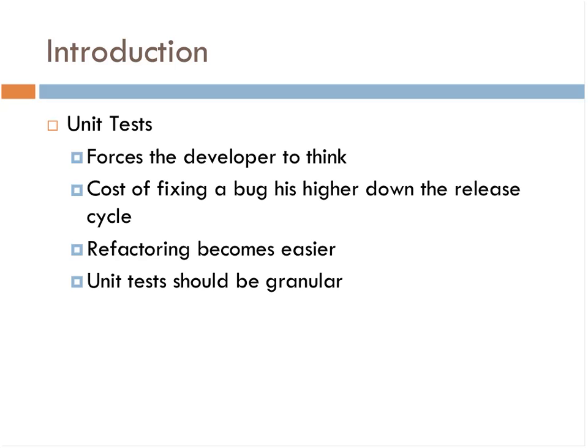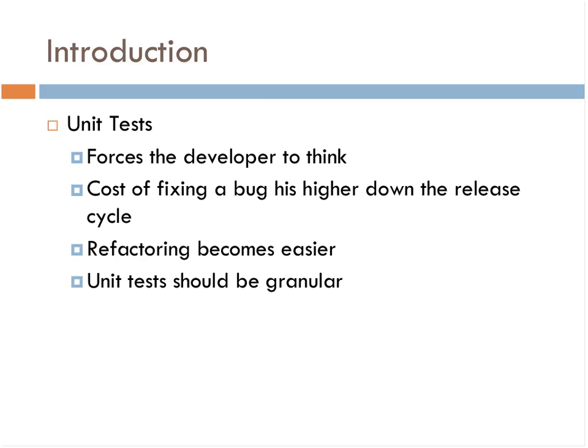Another advantage of unit testing is that if you are detecting bugs at the unit testing stage, the cost of fixing a defect is a lot lesser than when the same defect is identified at a later stage in the release cycle. So it's always better to identify a defect in the earlier stages of the release cycle. And if you have unit test cases for your module or your program, then refactoring that program becomes a lot easier, because you have the confidence that if my test cases are passing, whatever refactoring I have done is correct. There's no issue with the refactoring.